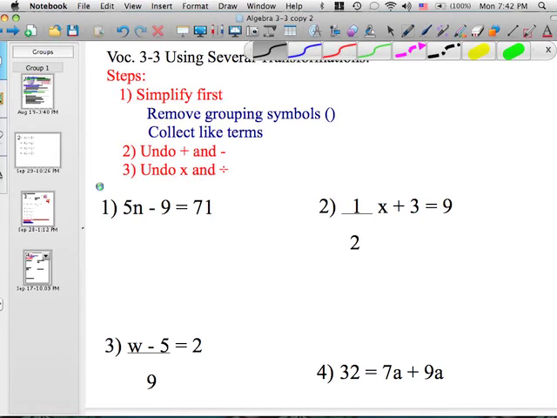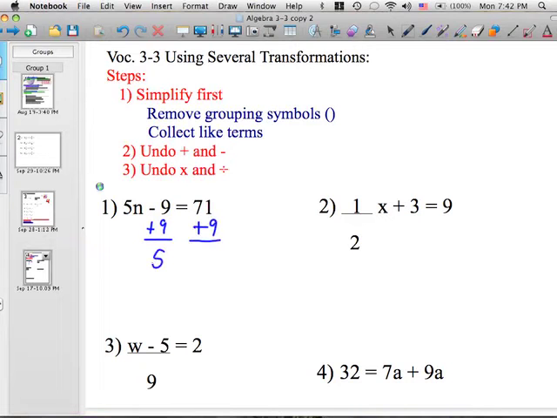So for the first example, there are no grouping symbols, everything's simplified, so we're going to undo addition, subtraction first. We're going to undo the minus 9 by adding 9. So we get 5n equals 80. And then the opposite of multiplying by 5 is dividing by 5. And we find out that n would equal 16. So if we take 5 times 16, which is 80 minus 9, we get 71.